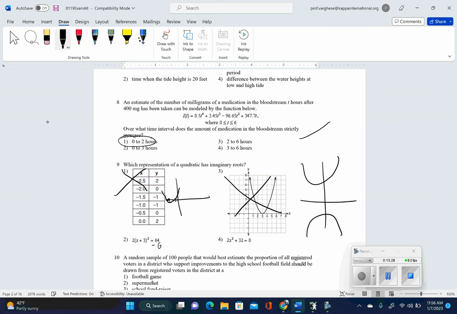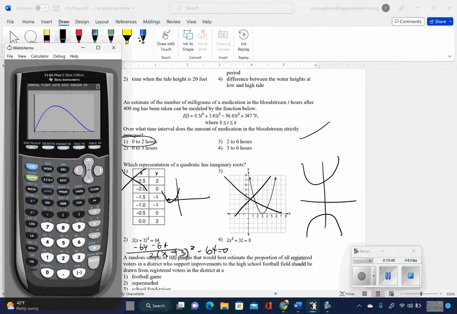The first thing I'm going to do is subtract 64, bring everything over, set it equal to 0. So I have 2(x + 3)^2 - 64 = 0. And now that's something that I can easily graph. So I'm going to go to my calculator. Let's take this out and let's type this in. 2 parentheses x + 3, close that, square, -64, and I'm going to hit graph, and I'm looking to see if it hits the x-axis. Okay, so automatically, boom, it hits the x-axis here, so this is not imaginary.